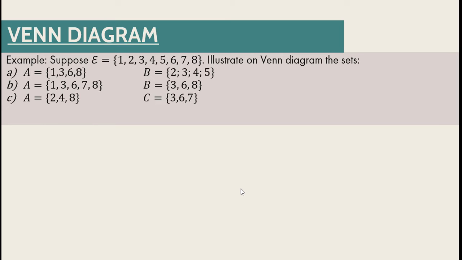A. On the same Venn diagram, you illustrate the sets A equals 1, 3, 6, 8, and B equals 2, 3, 4, and 5. In another diagram, you represent A equals 1, 3, 6, 7, 8, and B equals 3, 6, 8. On another Venn diagram, you illustrate A equals 2, 4, 8, and C equals 3, 6, and 7.